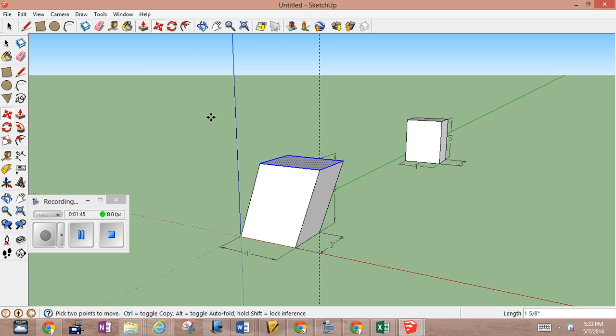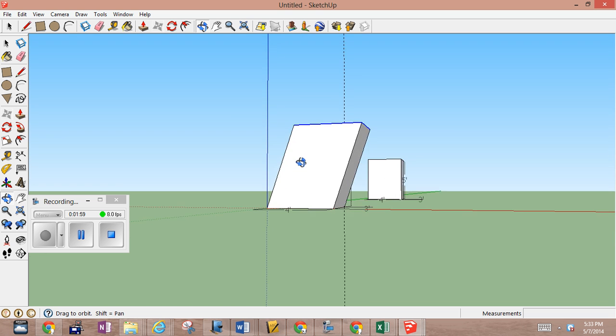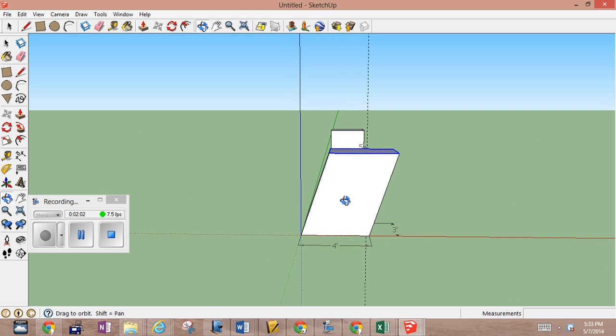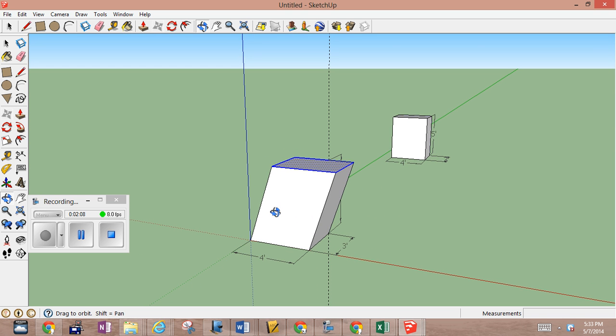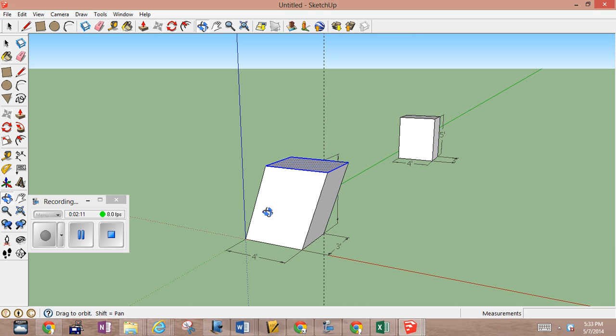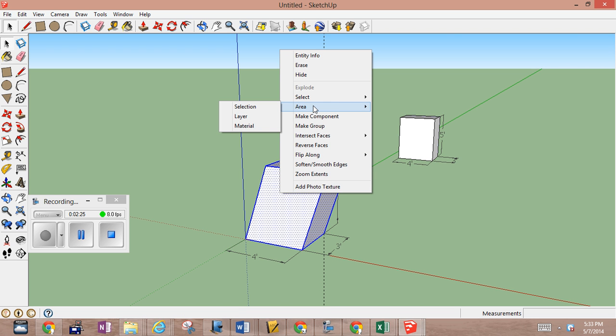We get a completely different figure, but I will assure you that this box has the same volume as this box. I did not lose any volume. Take a look at it from a different perspective, and this is what we call an oblique prism. It's like tilted on its side. So let's make a group so we can figure out the volume of this thing. I'm going to triple click it and make a group out of it.